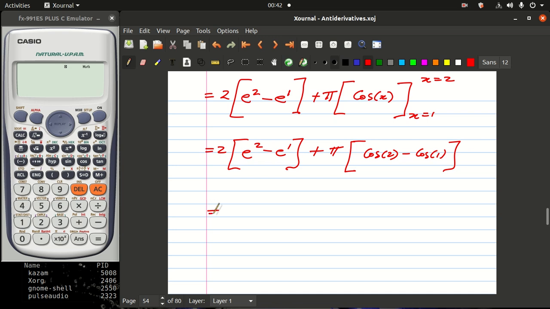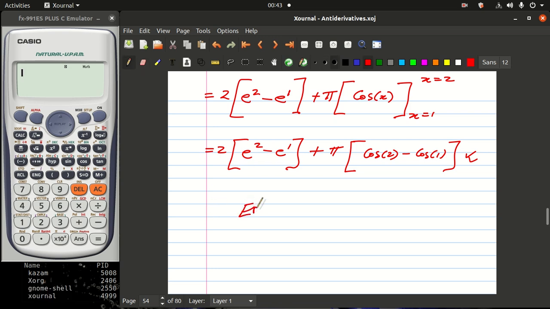Now that I have this, I think this is the final thing, because there is nothing more that can be done here to move further. This is the final answer, so you can stop here unless you want to approximate it with a calculator.